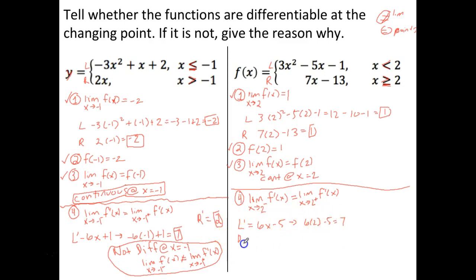Let's check R prime. Okay, the derivative of that function would just be 7. And then we don't have to plug in 2 because, I mean, the slope's always 7 on that one. So, from the left and the right, they do have the same slope. So, we're good on the fourth rule. So, it is differentiable at x equals 2. So it's continuous and differentiable at x equals 2. Okay, let's go to the next slide here.